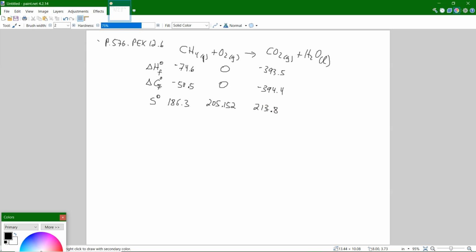And finally, H2O. Be careful here, because on a test you could see partial charts. You probably won't get the entire Appendix D, but subsets of it, and they'll try to trick you. They'll give you H2O both liquid and gas. Here we're talking about the liquid. Delta H naught is minus 285.83. Delta G naught for H2O liquid is minus 237.1. And S naught, on page 1073, is 69.95.